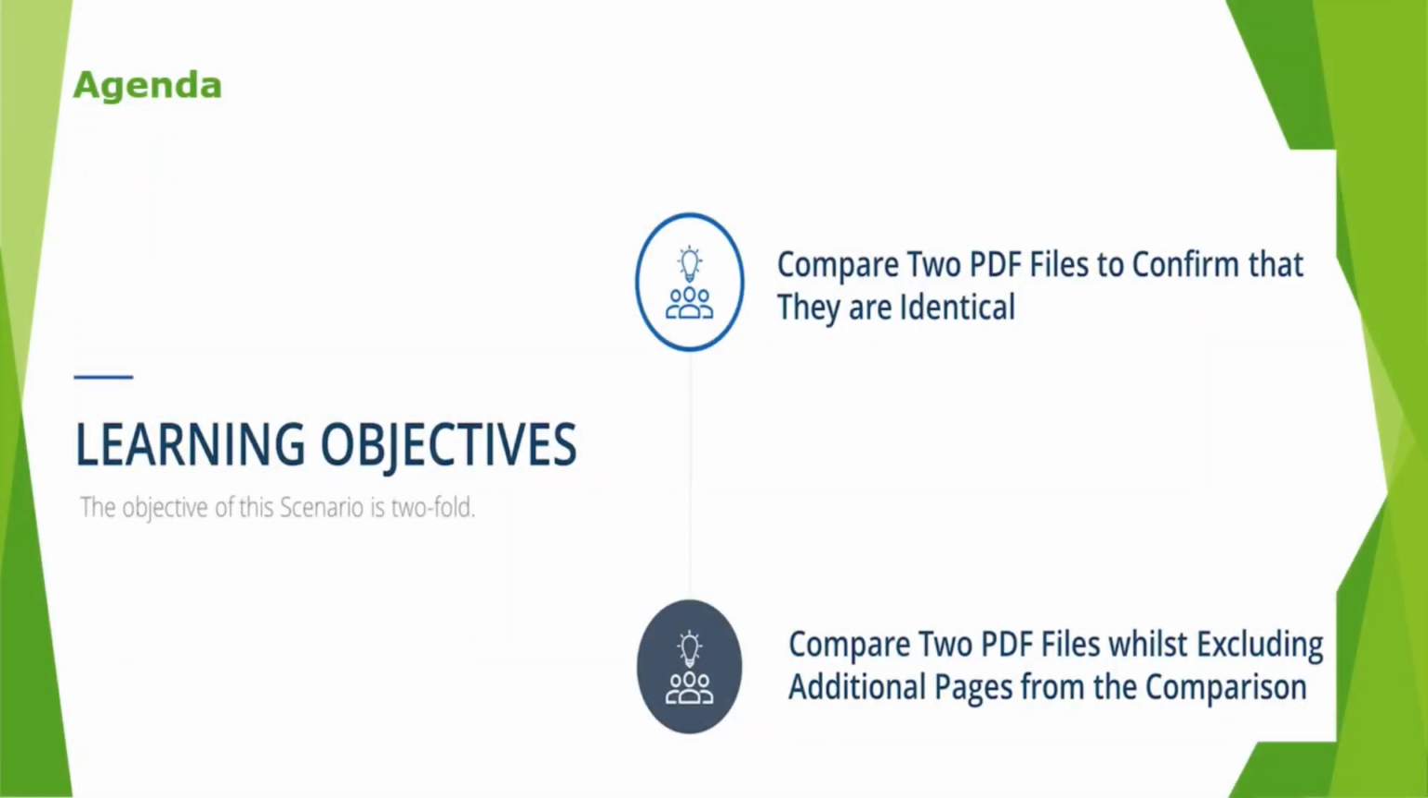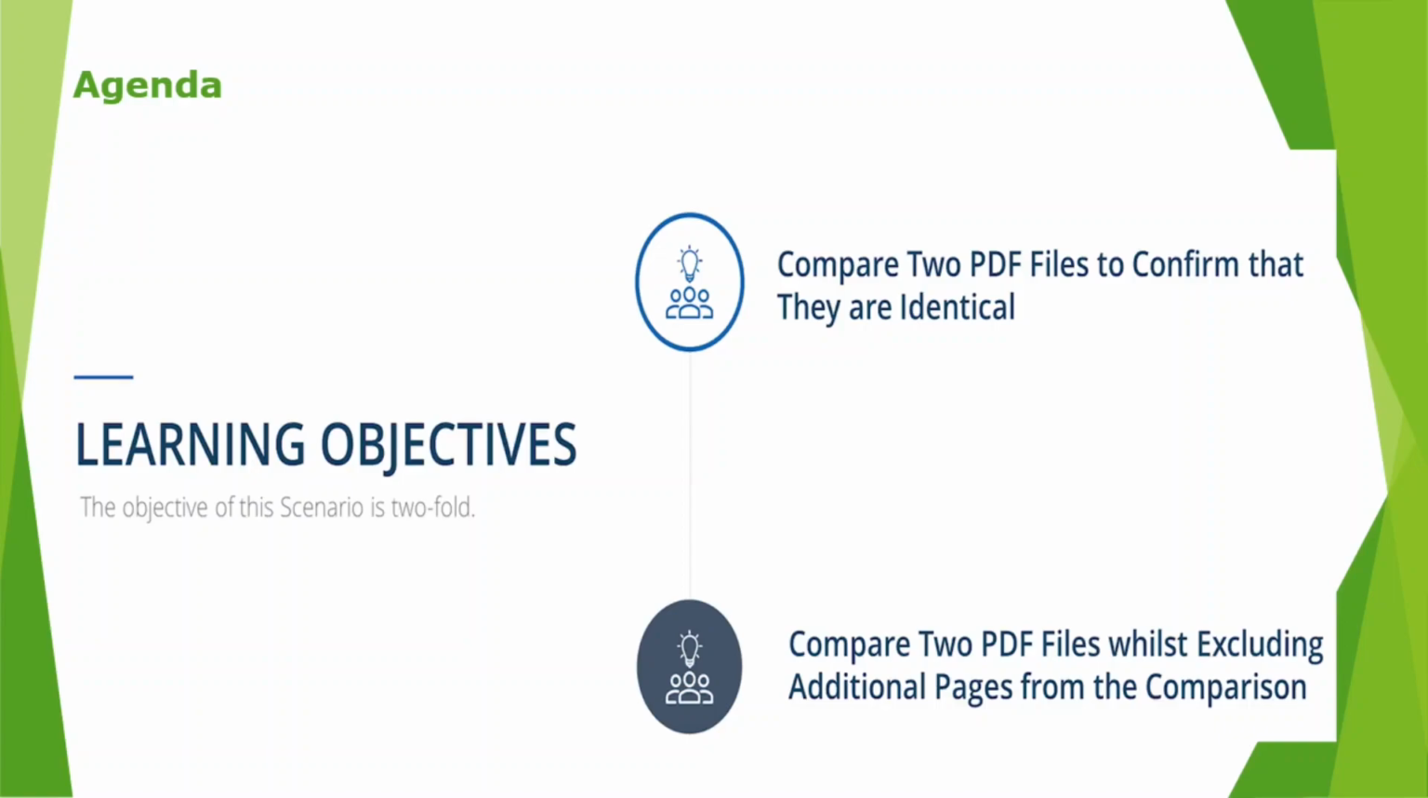So what is our learning objective? Our learning objective here is to automate two scenarios. The first one, on top of the screen, is to compare two PDF files to confirm that they are identical. So we are going to compare both the PDF files and make sure that they are identical. And that is what we are going to automate.